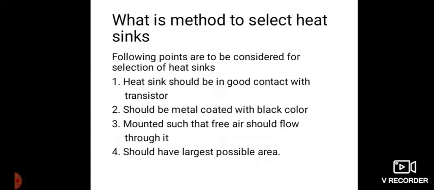It should be mounted such that free air flows through the heat sink, so that more heat can be dispersed to the air. Then next, it should have the largest possible area. If the area of the heat sink is more, more heat is extracted from the object.